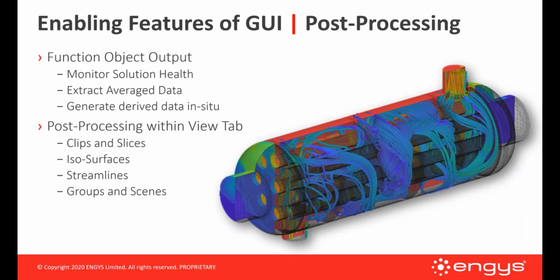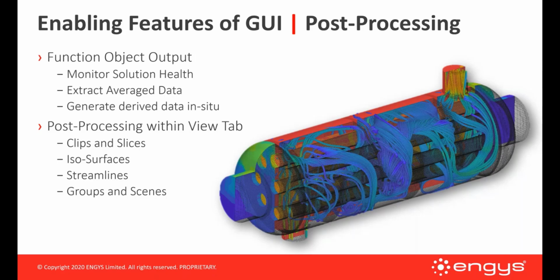So some of the other enabling features within the GUI are the post-processing capabilities. We've got function objects, and these function objects will enable us to monitor solution health. So the min, the max, the mean will take averages over the entire volumes, averages on surfaces. We'll be able to extract average data. We'll be able to generate derived in situ data. Derived data would be something like vorticity or a heat transfer coefficient, something like that.